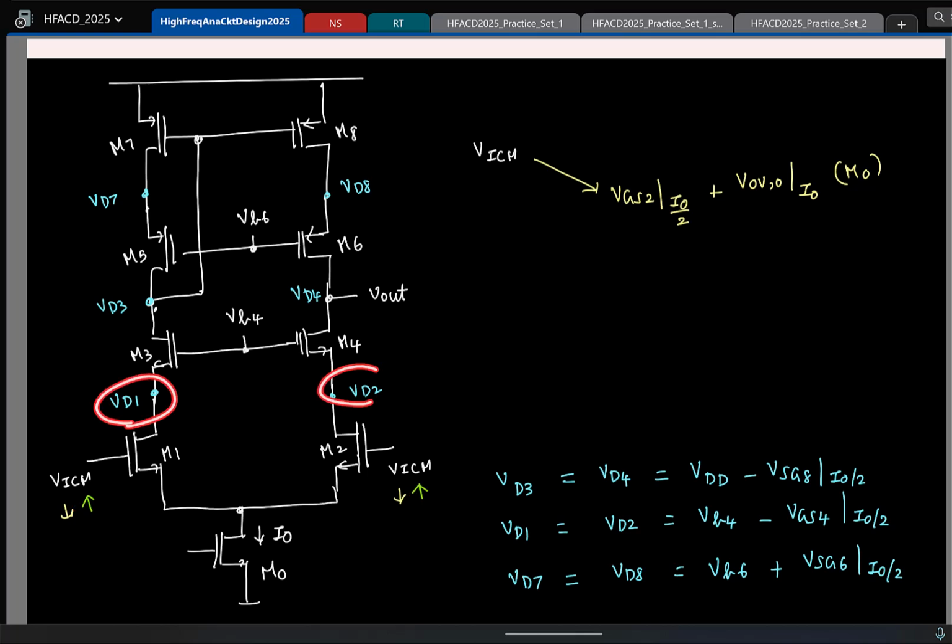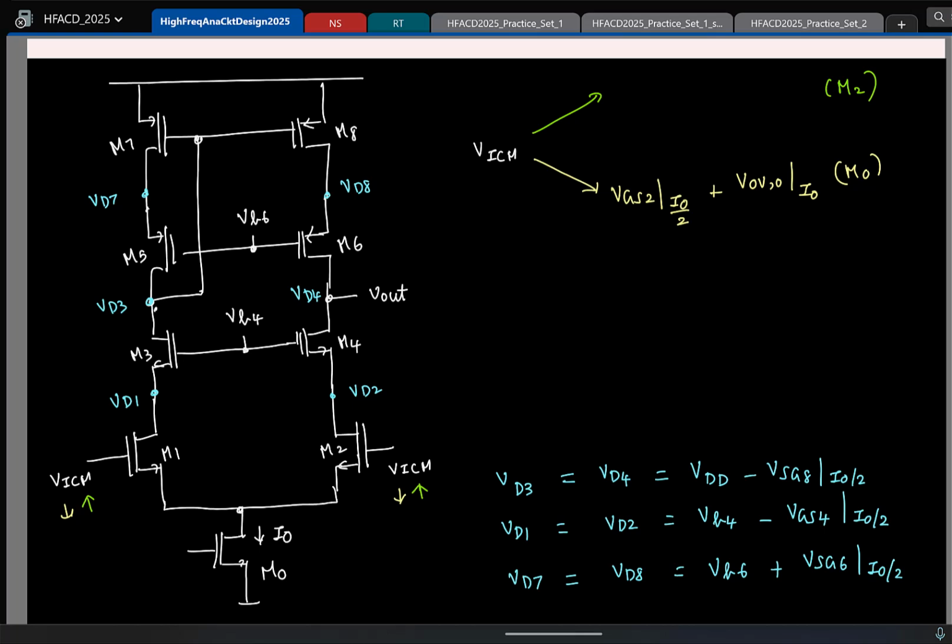And here the drain voltage is fixed to this value, right? This is the drain voltage. It is VB4 minus VGS. The bias voltage you are not touching, and VGS is also fixed. So which means this can go out of saturation. So on the upper end, it is limited by M1 or M2.